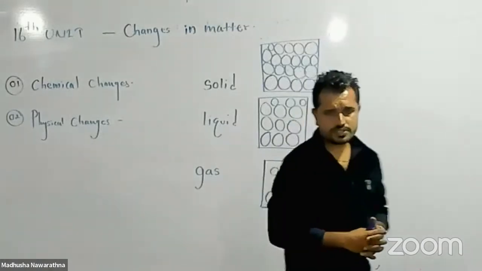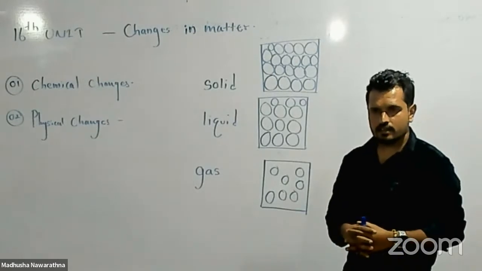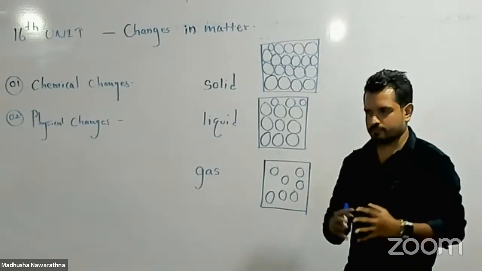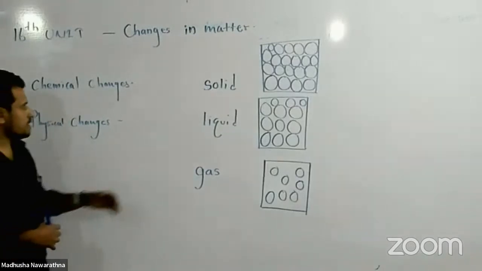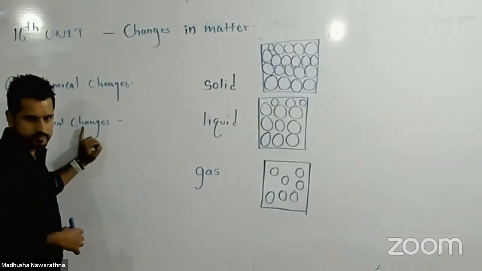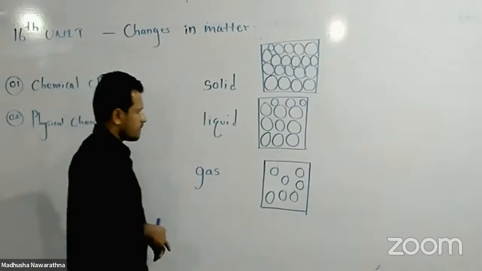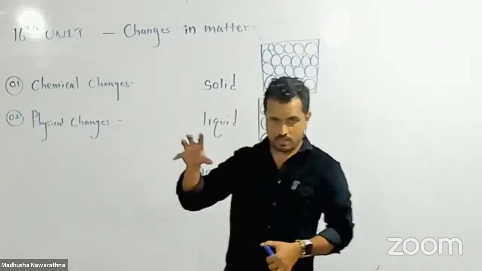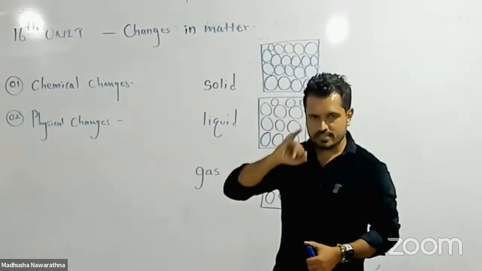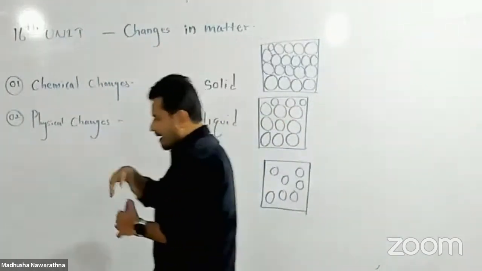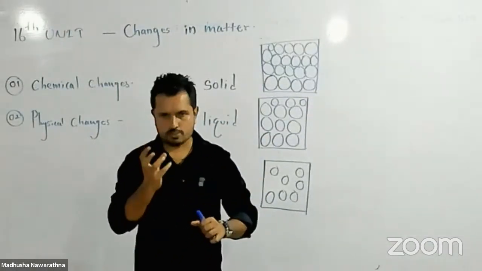A physical change means a change of state of matter. The state changes. Maybe solid to liquid, maybe liquid to gas, gas to liquid, liquid to solid. Or large particle to smaller particle. A large piece of paper, you can tear it into very small pieces of paper.